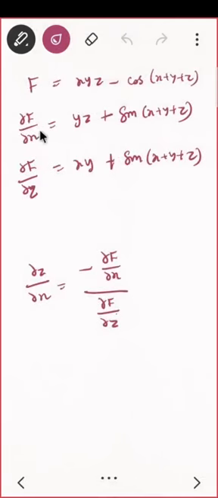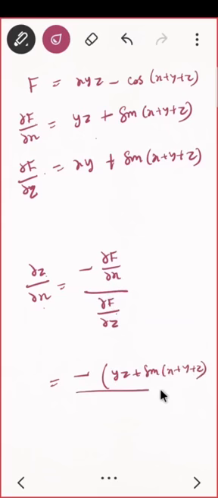So see, you are having dou f by dou x, dou f by dou z, these two things, dou z by dou x, just substitute it here. That is minus, dou f by dou x will be yz plus sine of x plus y plus z, and upon dou f by dou z, it will be xy plus sine of x plus y plus z, correct? Yes.